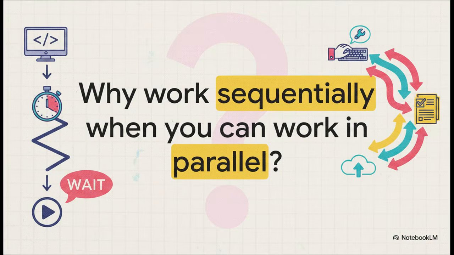I mean, think about the old way of doing things. It was all sequential, right? You'd ask the AI to write a function, you wait. Then you ask it to write a test, you wait again. It's just slow. So why would we keep working that way when you can parallelize everything just like you would with a real software team?